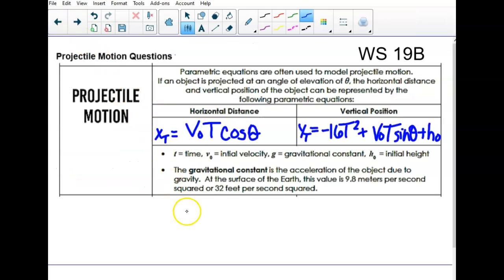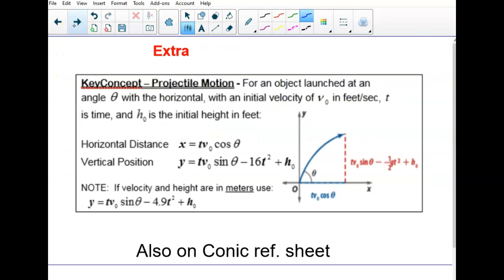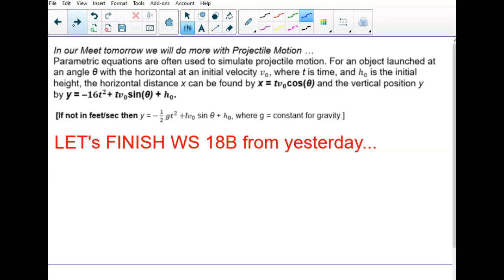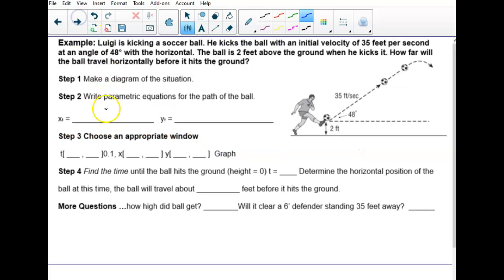All right, let's just get right into this. So go to the bottom of 18B, where there was a question about Luigi.